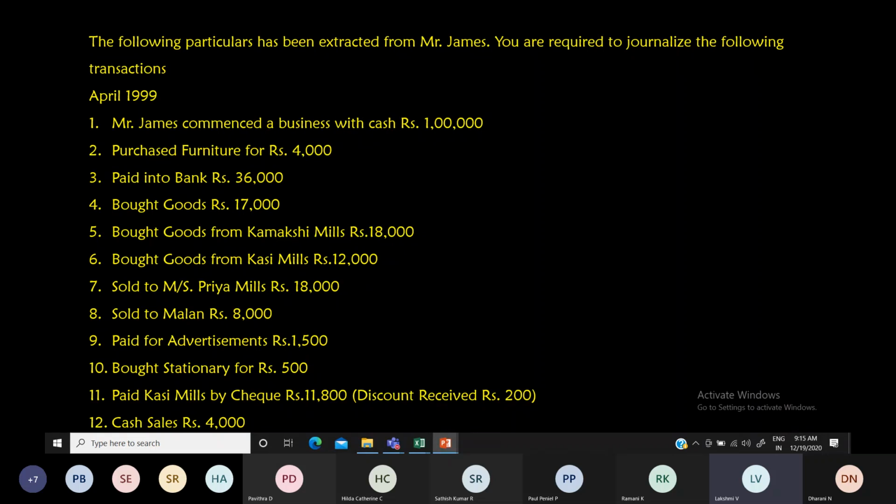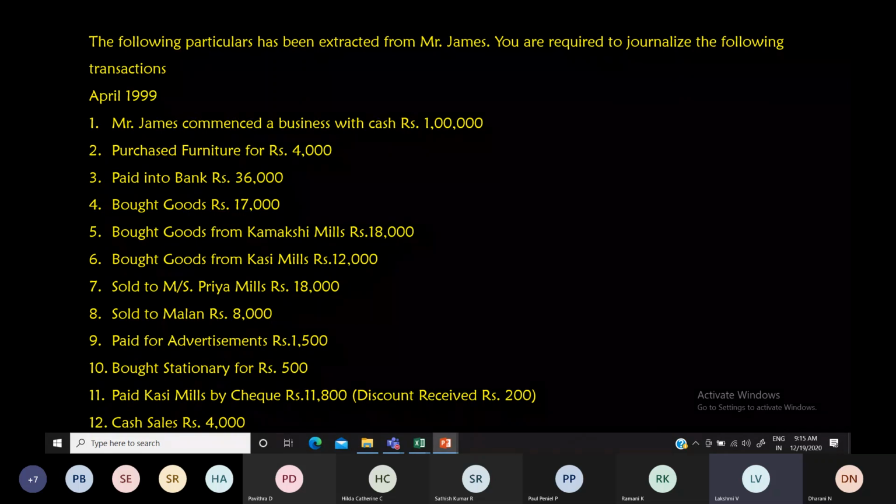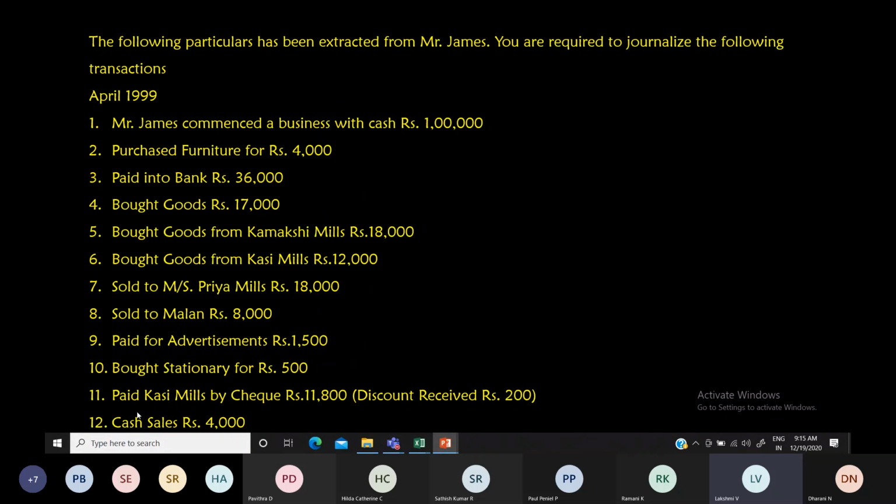Whenever they have given you the concerned item name, bought postage or bought stationery, if they use that, you have to use the particular terminology there. So whenever stationery has been given or postage has been given, you have to use that concerned one. So bought stationery for rupees 500.